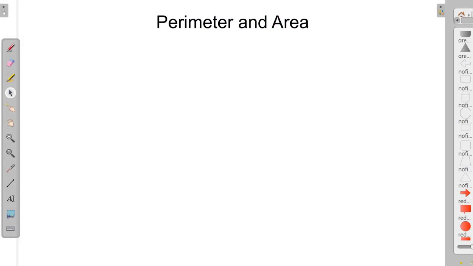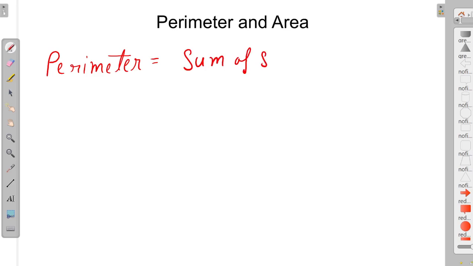In today's video, we will start with a very new chapter, that is perimeter and area. So first the perimeter. What do you understand by the perimeter? Perimeter is equal to the sum of the sides of a figure or of a shape. So all the sides when added, we get the perimeter.